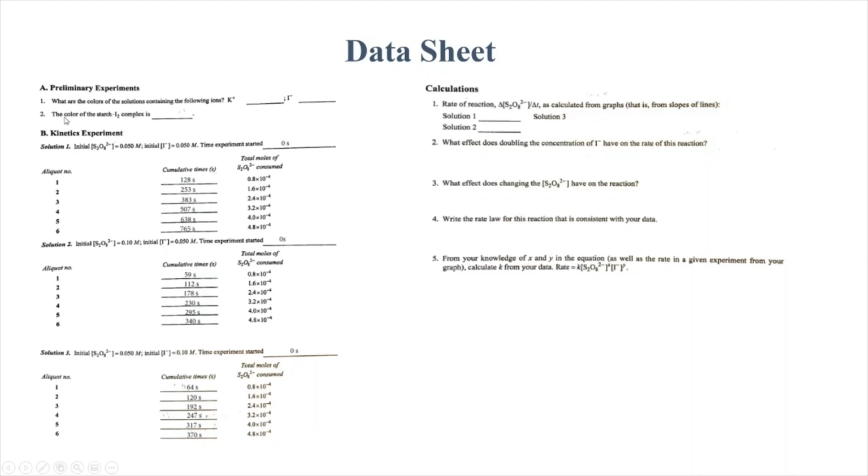And then the next part is to write the color of the starch I2 complex, and we know that this is a blue color. We saw that. The reaction starts off colorless, and then it goes to a blue color. Hint, hint, wink, wink, nod, nod. But this is all important because this is how we set the clock up. So that's how you're going to fill out the data sheet.